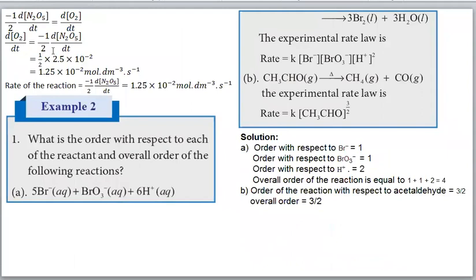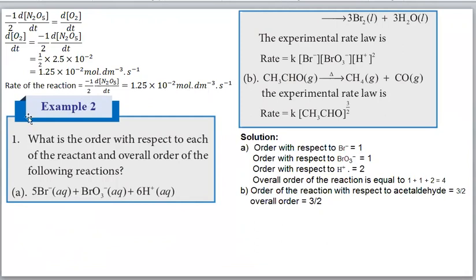So the rate of the reaction equals minus 1 by 2 d[N2O5]/dt, which equals how much? 2.5 into 10 to the power minus 2 divided by 2. We will get 1.25 into 10 to the power minus 2 mole per decimeter cube per second.